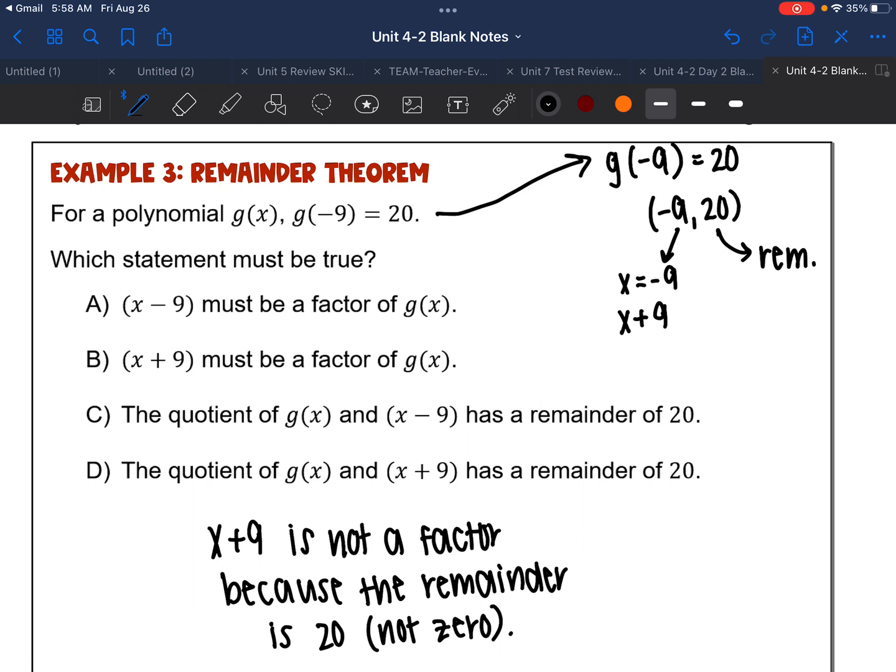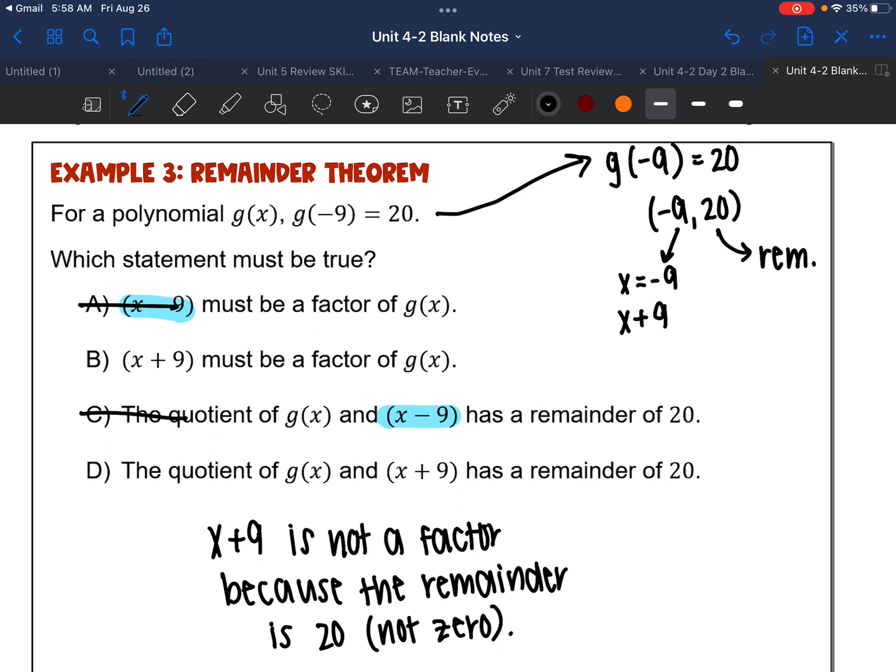Now, looking at our answer choices, we're going to eliminate anything that doesn't have an x plus 9. So if you look at answer choice A, it has x minus 9, and C also has x minus 9. So we're going to eliminate those because our given information is about x plus 9. So we know nothing about the binomial x minus 9. So we're going to eliminate those.